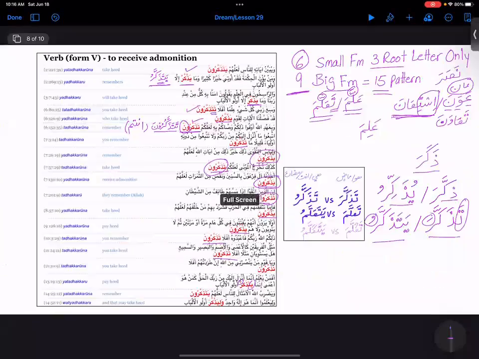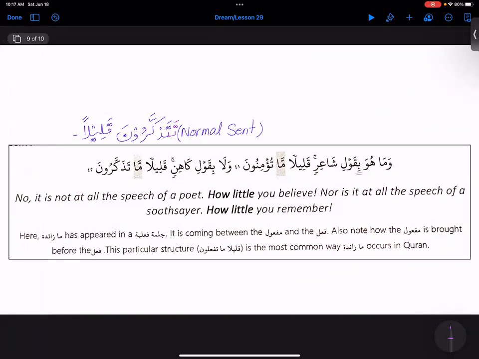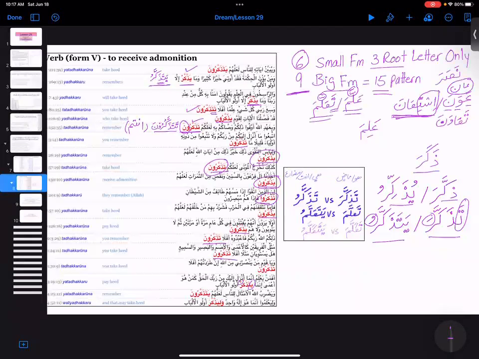Okay, so that's all I want to show you guys. And now look at the ayah over here. Wama huwa biqawli sha'irin. Wama, and not. Huwa, he is. It is not the statement of a sha'ir, basically talking about the Quran. Qalilan ma tu'minun. So how little, what they believe, what you all believe. I'm referring to this part for the homework.